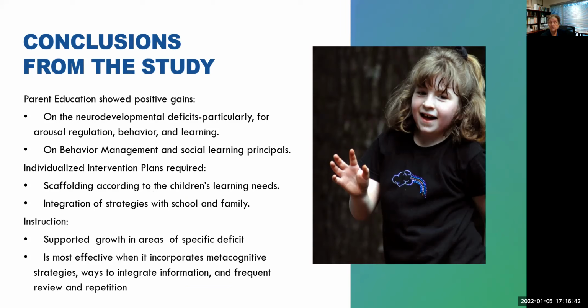We found that instruction necessarily had to support growth in the areas where there were specific deficits, which was not the same for each child. So that was the need for the individualized IEP. And that we had to target those areas in which there was a deficit. We also found that learning was most effective when it incorporated metacognitive strategies, ways to integrate information, and frequent review and repetition.